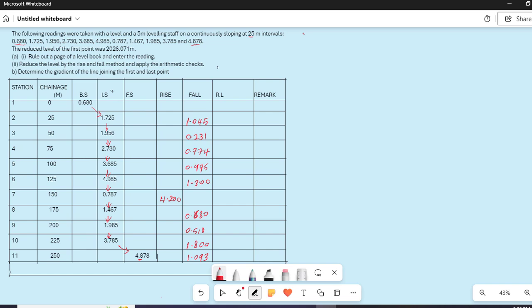So I have to reduce the levels, and from the question we are given that the reduced level at the first point was 20.071. So at the first point, the reduced level that we have is 20.